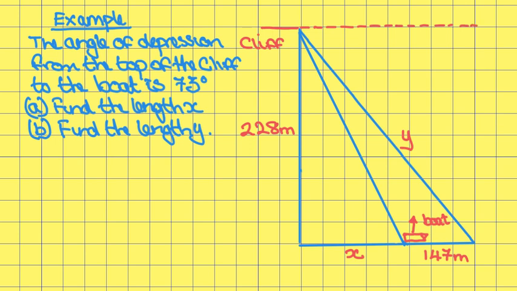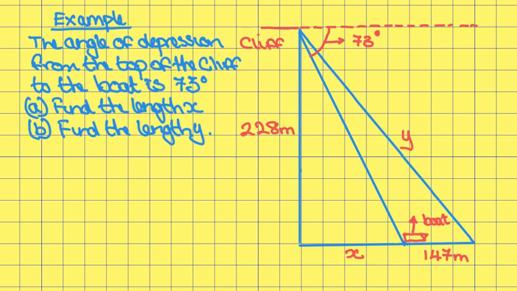And the angle, it is not this angle here. That is a mistake. It is a very common mistake. The angle of depression goes from the horizontal to the line joining the top of the cliff to the boat. So it is this angle here, which is 73 degrees.